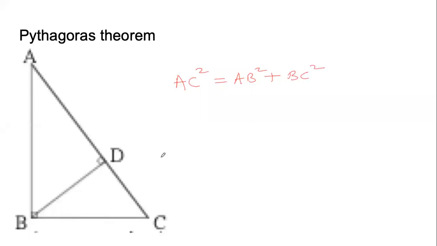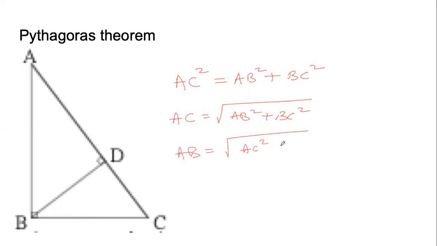This is the basic Pythagoras theorem. We can also say that AC equals square root of AB square plus BC square. This we started studying in class 7. You should not be surprised about these things. If you are surprised about these things, then the gap is in class 7. We can also say AB equals square root of AC square minus BC square. Similarly, BC equals square root of AC square minus AB square.